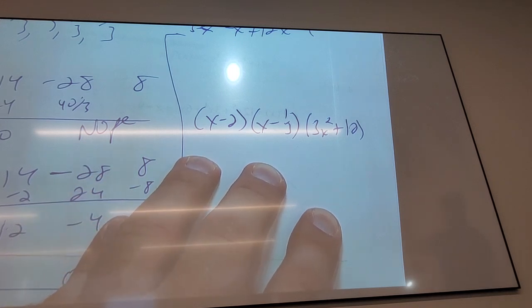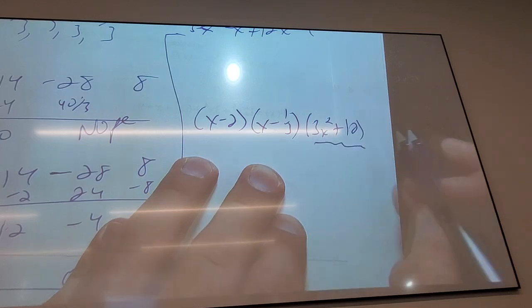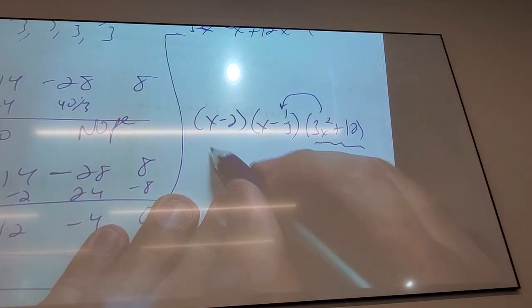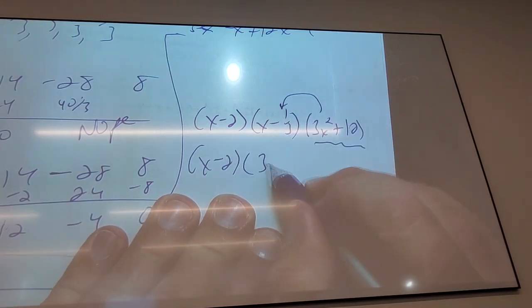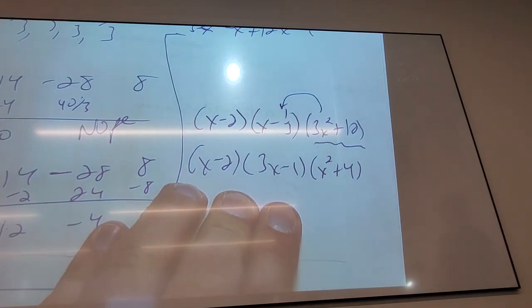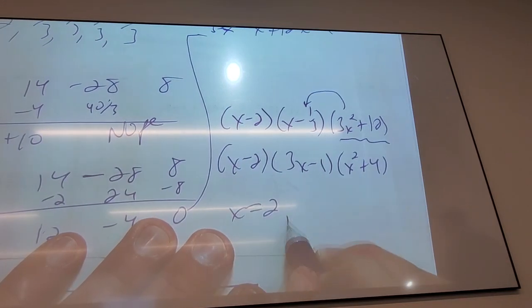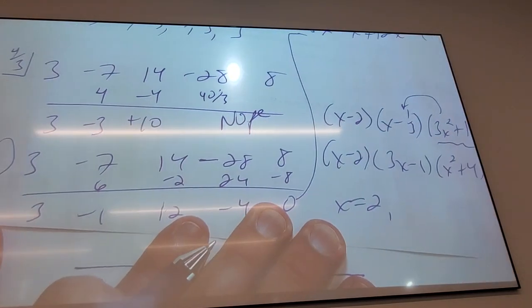Does someone see that cleanup thing that I did earlier? What factor can come out of these? 3. So I can just put a factor of 3 in there. X minus 2, 3x minus 1, x squared plus 4. So what do we get for the real zeros? We got 2 and we got 1/3.